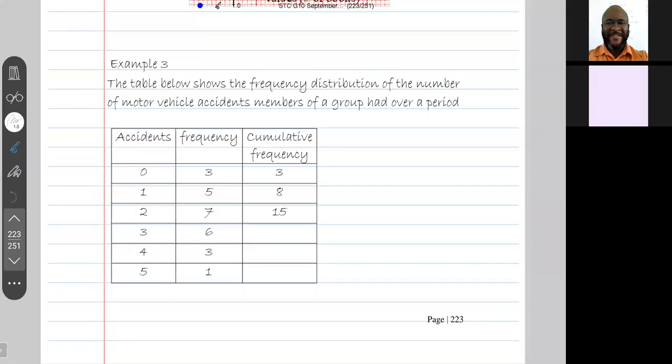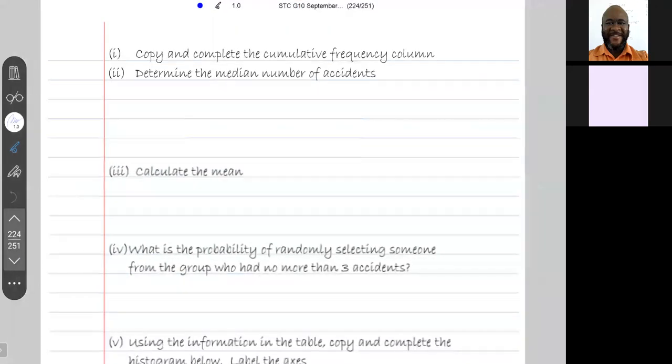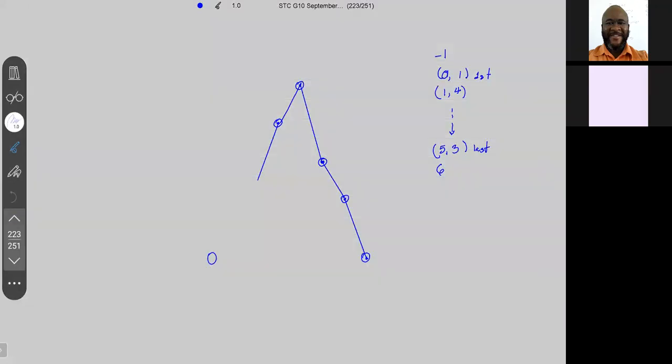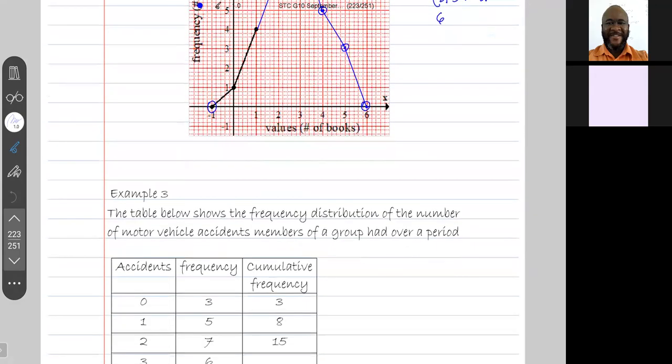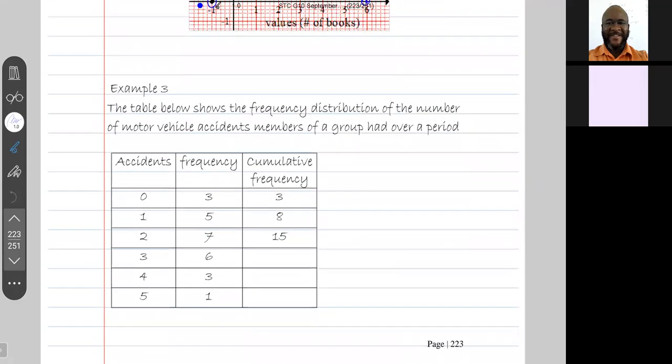Right, so example 3 says the table below shows the frequency distribution of the number of motor vehicle accidents members of a group had over a period. The first thing we're asked to do is to copy and complete the cumulative frequency column. With cumulative frequency, you're adding the frequency as you go down.